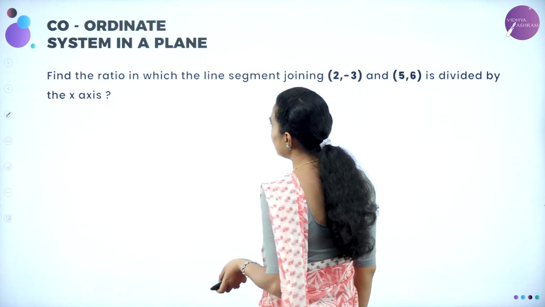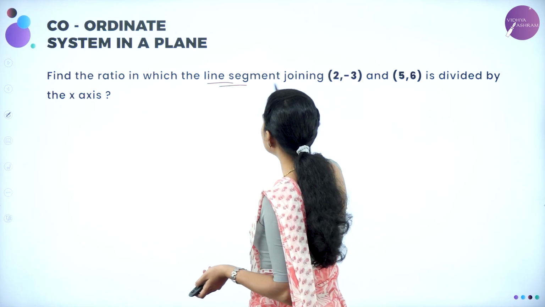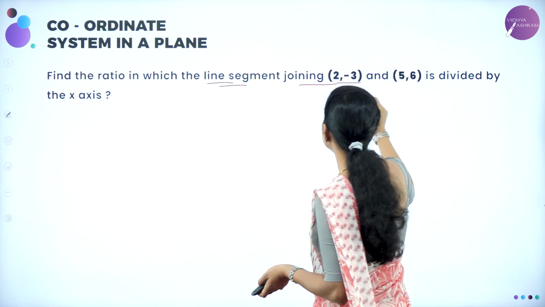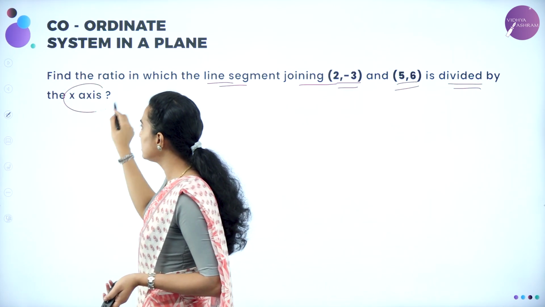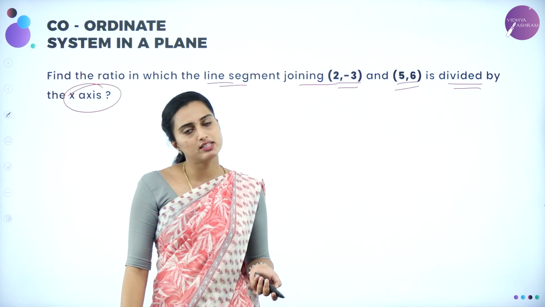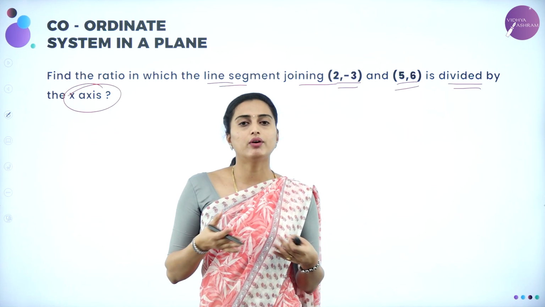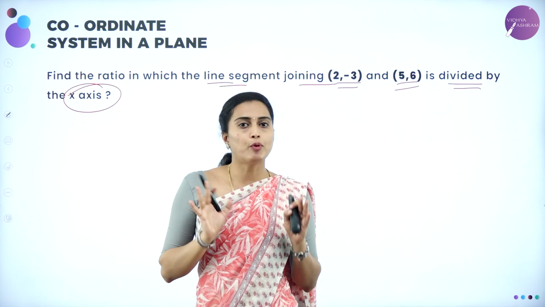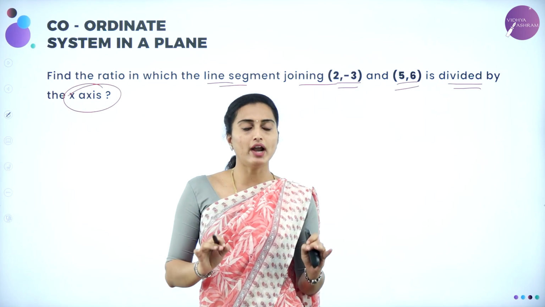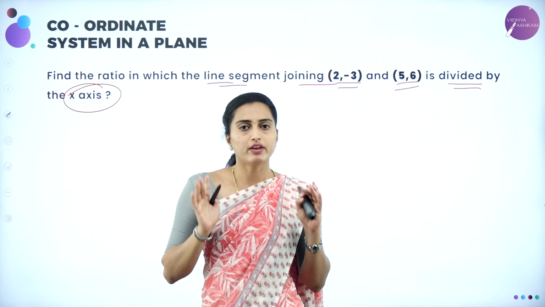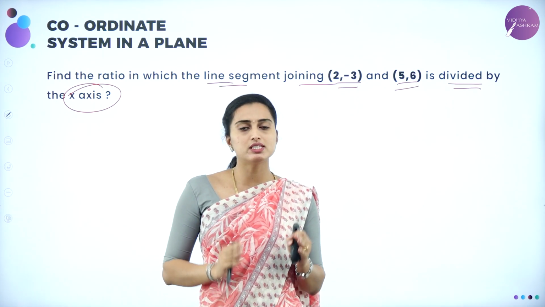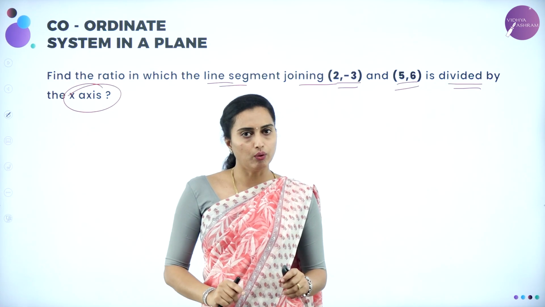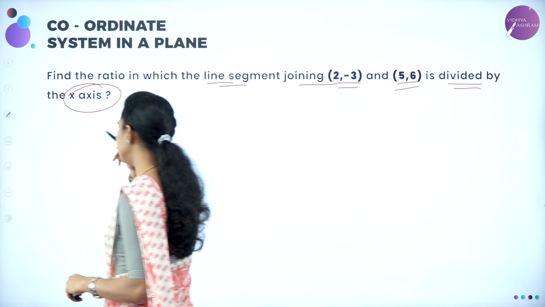Find the ratio in which the line segment joining the points 2, minus 3 and 5, 6 is divided by the x-axis. Divided by the x-axis means what will be the y coordinate? The y coordinate is automatically 0. If the point is on the x-axis, the y coordinate will be 0. If the point is on the y-axis, the x coordinate will be 0. So here, let me take it as follows.